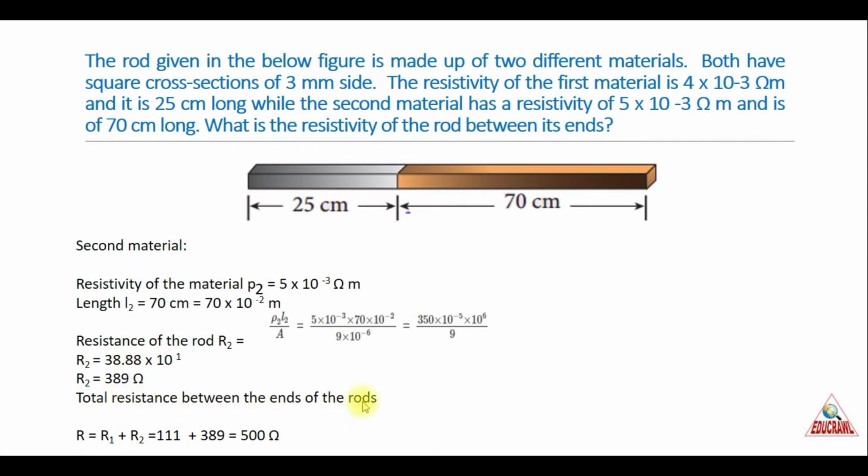So the resistance between the ends of the rods. Here if you see the diagram, we understand that the two rods are connected in series. At the end of one rod, the other rod is connected. So it is a series connection. To find the total resistance in series, we will add the two resistances. So when you add the two resistances, you will have 111 plus 389, which is equal to 500 ohm. This is the resistance across the ends.